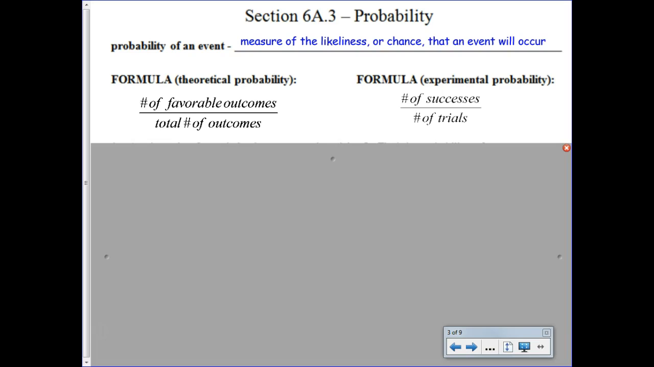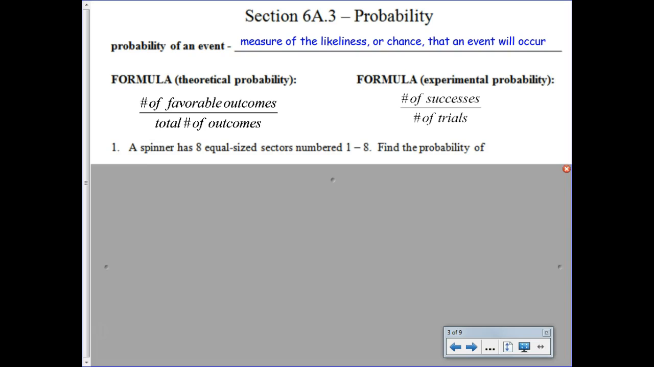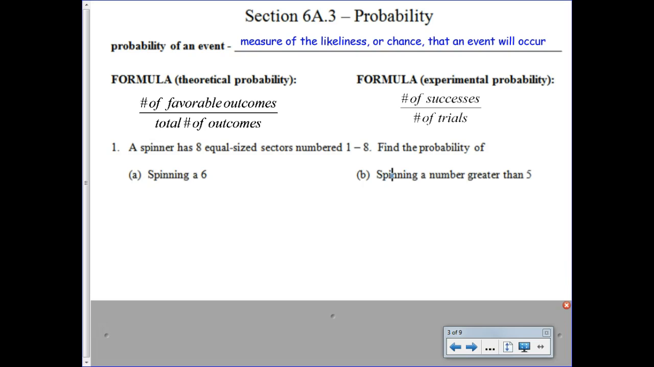So with theoretical probability, it's the number of favorable outcomes over the total number of outcomes. So what you want to happen over the total number of possibilities. With the experimental, it's the number of times that actually happens, the successes, divided by the number of trials that you do.